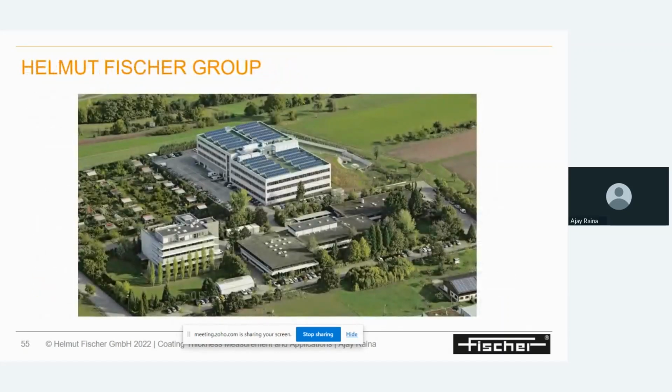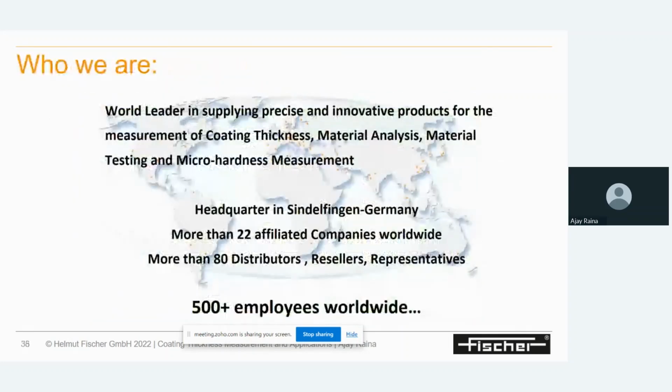So coming to the last one, this is our Fischer Sindelfingen office, where we have our R&D center, our sales office, and our production department, and 70% of the people are working for the R&D department there in Sindelfingen. Fischer is a leader in supplying precise and innovative coating thickness instruments for material analysis and micro hardness testing. We have headquarters in Sindelfingen, Germany, and approximately more than 22 offices worldwide, 80 distributors, and 500-plus employees worldwide.